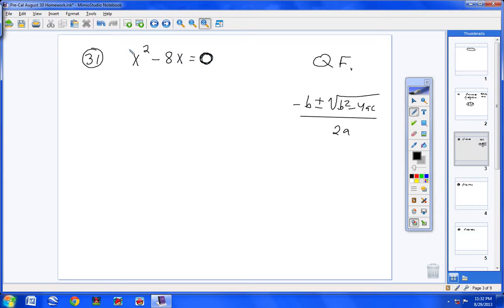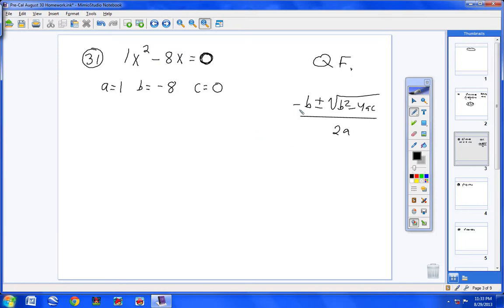Now, what's in front of the x squared? A 1. So we know a equals 1. What's in front of your x term? Negative 8. So we know b has to equal negative 8. Now notice there's no c term. So if there is no c term, then we're just going to say c equals what? Nothing, which is 0. So easy enough. There we go.